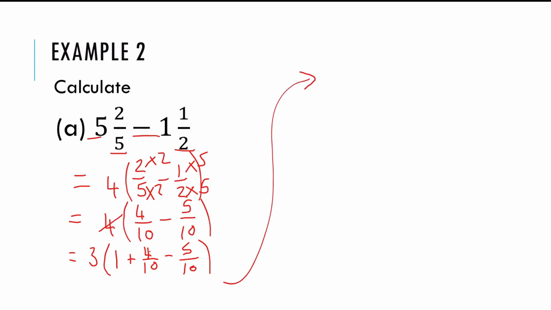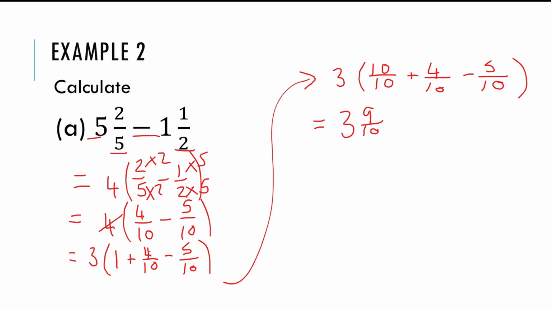This time, we want our 1 expressed as a fraction over 10, so it matches the others. So that would be 10 over 10 plus 4 over 10, take away 5 over 10. 10 plus 4 is 14, take away 5 is 9 over 10. So our answer is 3 and 9 over 10.